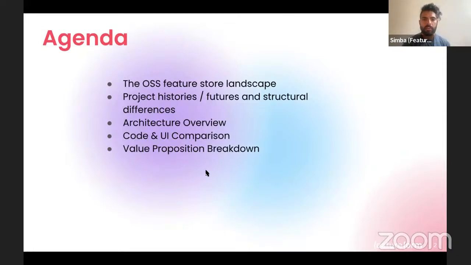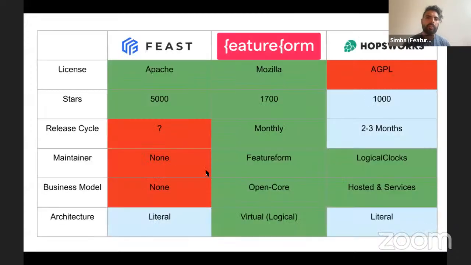So let's keep going. Let's talk about the landscape. There are really three open source feature stores. Feast, Featureform, and Hopsworks are the most common that, at least, I run into.